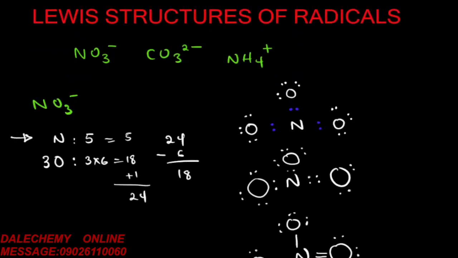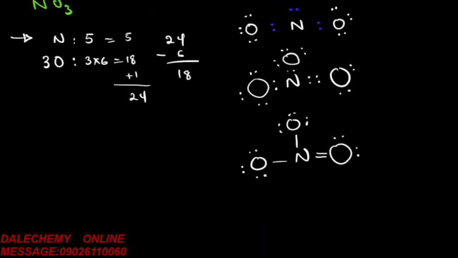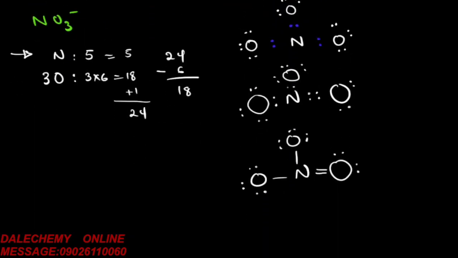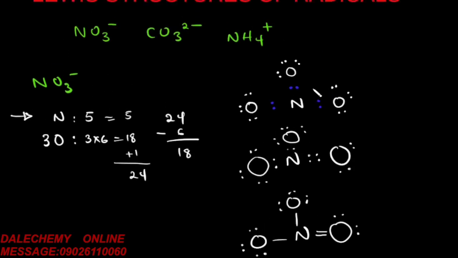NO3 minus. Now you can ask the question, why is it that we are removing the electron from the right hand side? We can equally remove it from here to form a bond between the two of them. In that case, we are going to have the double bond up here and single bond here, single bond here. We can equally remove it from here too. We are going to have nitrogen, oxygen, oxygen, and double bond oxygen. So these are the 3 Lewis structures of NO3 minus.